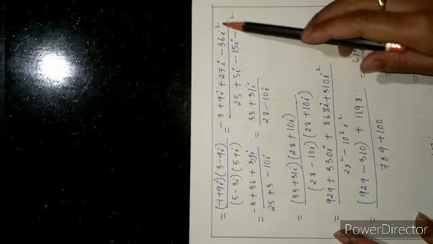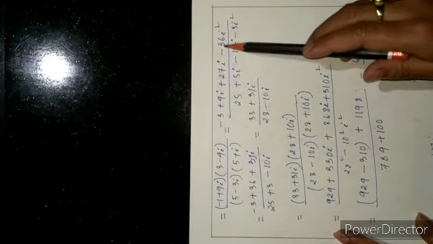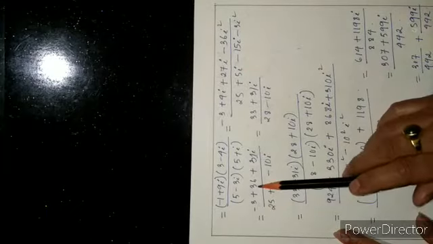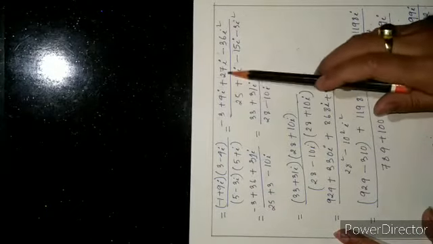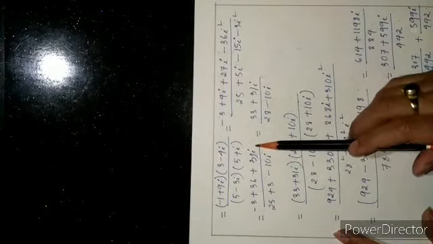Minus 36, value of i square is equal to minus 1, so minus plus gives plus. Then minus 3 plus 36 is 33, and 4i plus 27i is equal to 31i.